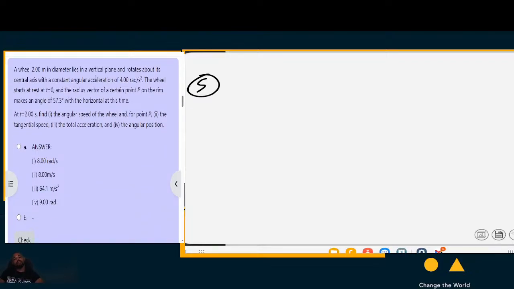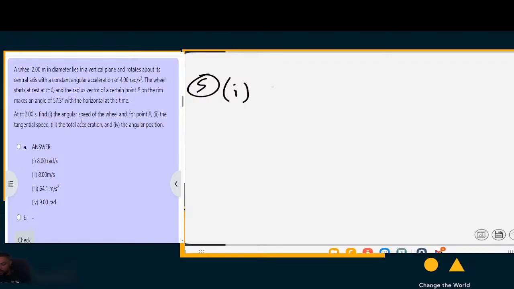A wheel 2 meters in diameter lies in a vertical plane and rotates about its central axis with a constant angular acceleration of 4 radians per second squared. The wheel starts at rest at t = 0, and the radius vector of a certain point P on the rim makes an angle of 57.3 degrees with the horizontal at this time. At t = 2 seconds, find the angular speed of the wheel. So number one, we need to find the angular speed of the wheel at 2 seconds.